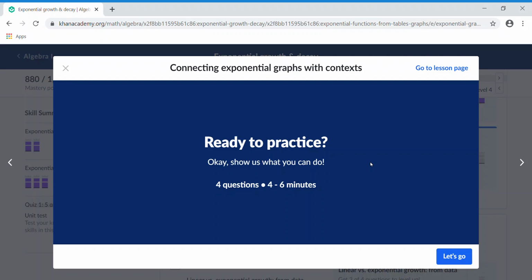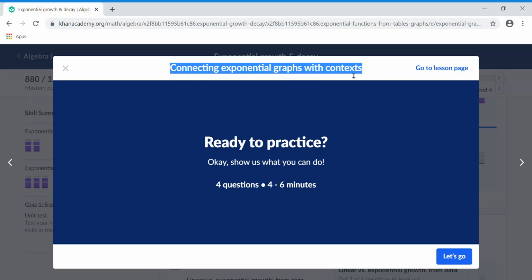Hello everybody, today I am going to do an exercise on khanacademy.org. The exercise's name is connecting exponential graphs with contexts.